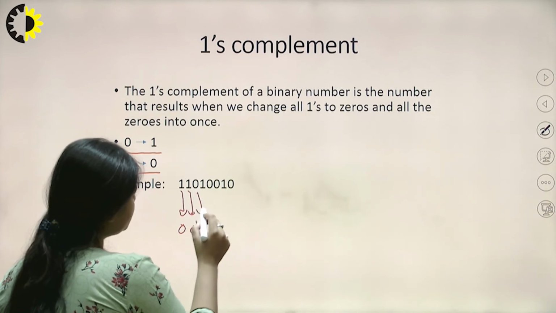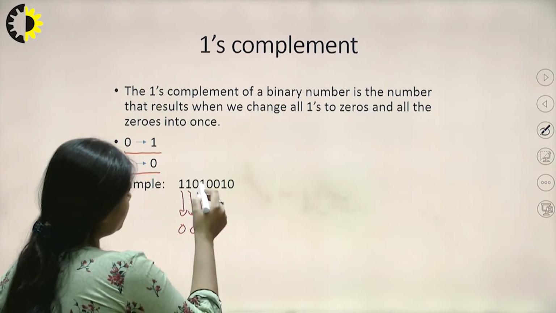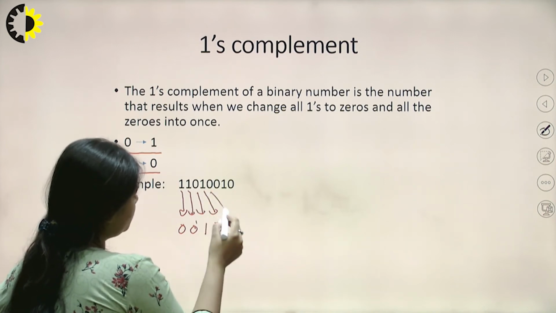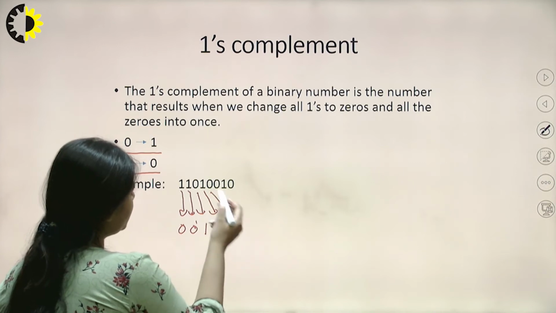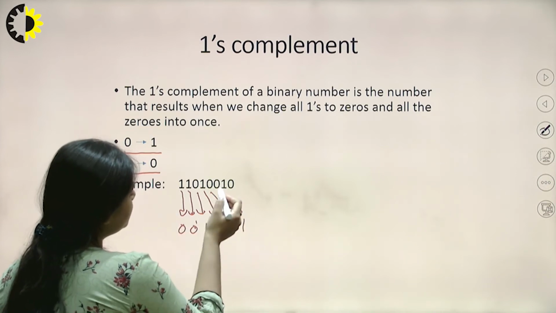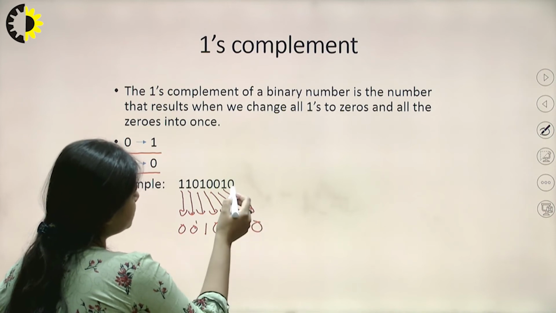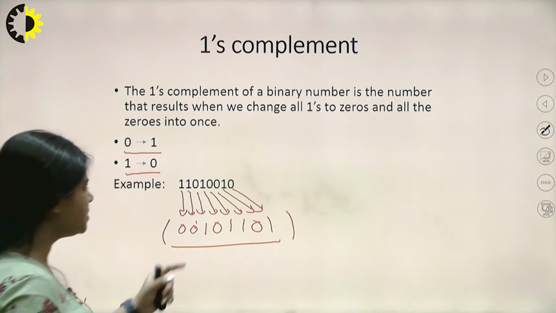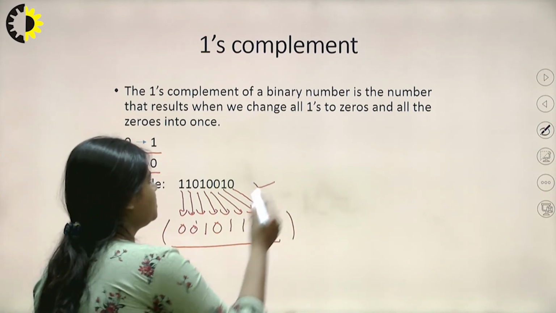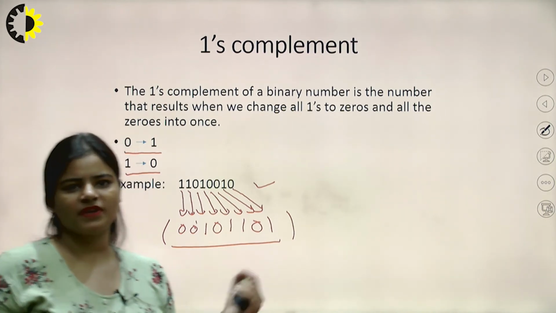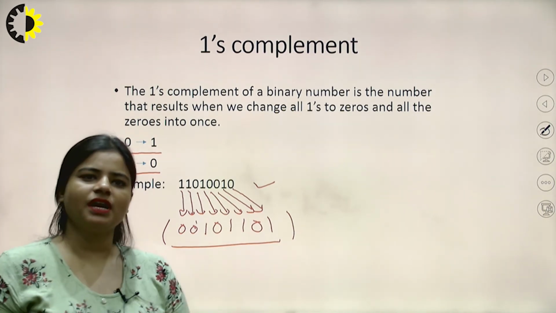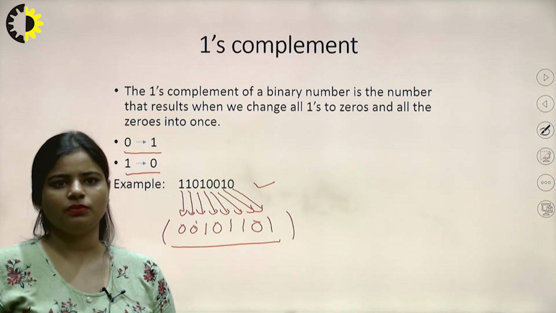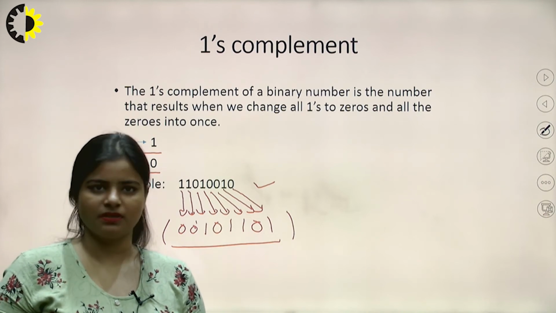We will convert this 0 into 1, and again for this 1, we will convert 1 into 0, and again 0 will be converted into 1, and so on, 1 is converted into 0, and 0 is converted into 1. So this number is the ones complement representation of this binary number. This is a very simple process. Whatever combination of 1 and 0 we have, we just convert 1 into 0 and 0 into 1. This is the representation of ones complement.